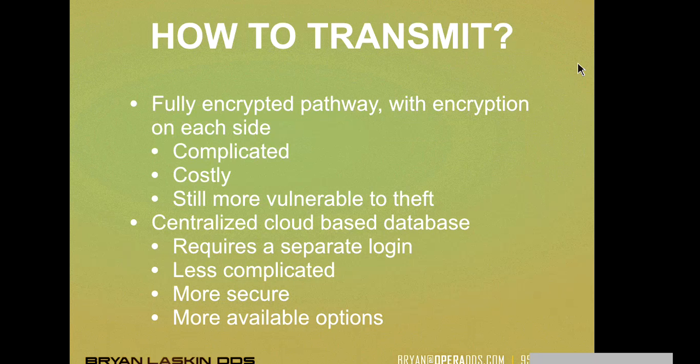Number one, there's basically two ways of doing it, using a fully encrypted pathway from A to B. So it's encrypted on my end, it's encrypted on your end, and then there's a trusted pathway in between. This is more complicated than the second option, which I'll talk about next. It's expensive because we have to build out this pathway, and we have to have encryption on both sides. And it's still more vulnerable to theft.